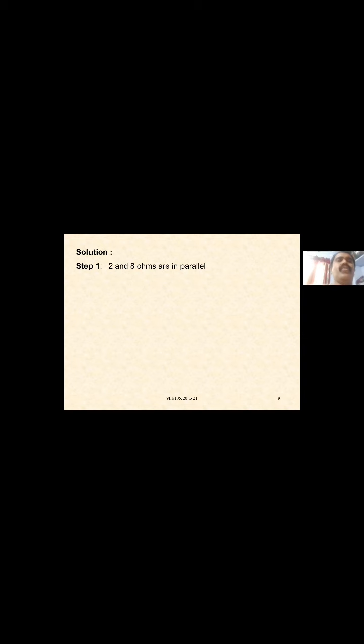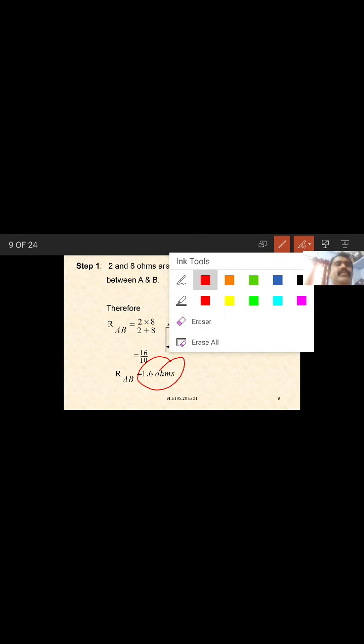So 2 ohms and 8 ohms are in parallel between A and B. Therefore, RAB is equal to 2 into 8 by 2 plus 8, which gives 16 by 10. That is, RAB is equal to 1.6 ohms. So 1.6 ohms and 2.4 ohms are in series. Therefore, 1.6 plus 2.4 is equal to 4 ohms.